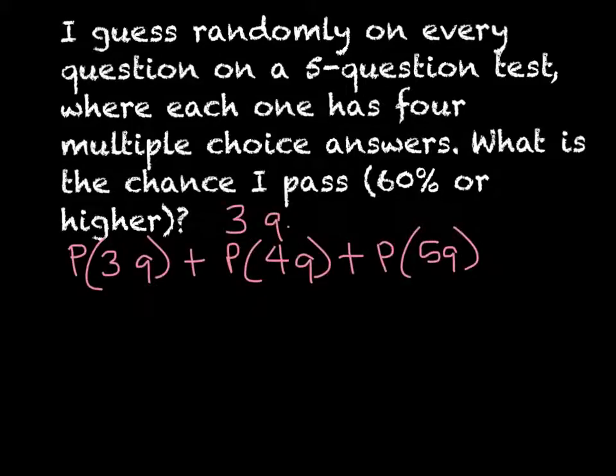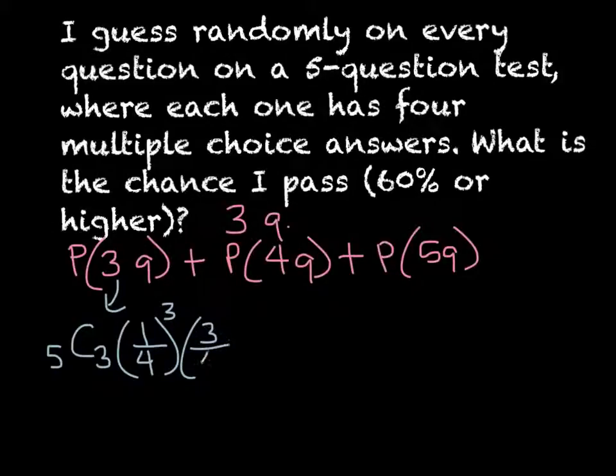So for 3 questions, this is equal to combination, there are 5 questions total, 3 successes, times the probability of success is 1/4, because I'm guessing randomly out of 4 answer choices. Number of successes is 3, and then the probability of failure is 3/4, and I'm going to raise that to the power of 2, because that's my number of failures.